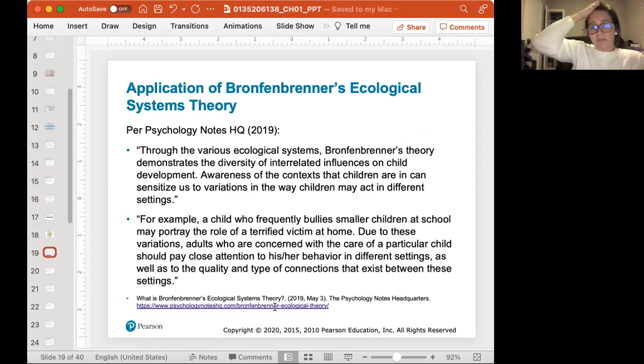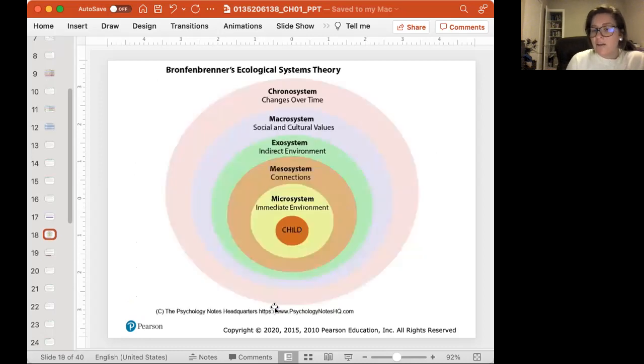Applications, this comes from a Psychology Notes headquarters article on what it is. Through various ecological systems, Bronfenbrenner's theory demonstrates the diversity of interrelated influences on child development. Awareness of the context that children are in can sensitize us to variations in the way children may act in different settings. So if I'm aware of all these layers of a child's experience, I might be more understanding of why they might act certain ways in certain places, right? Why they might act a certain way at school versus at home, at the store versus with their friends, right?